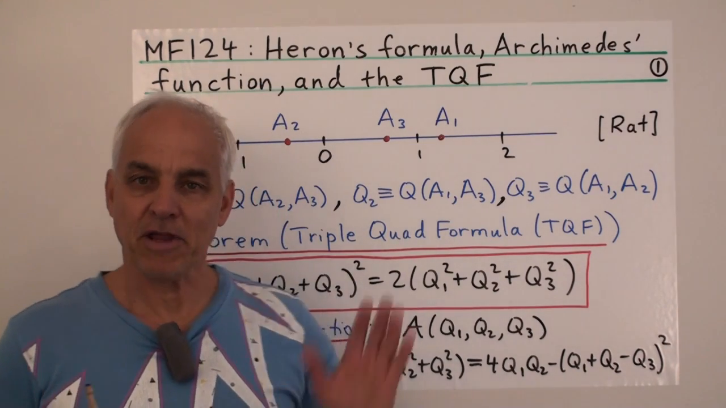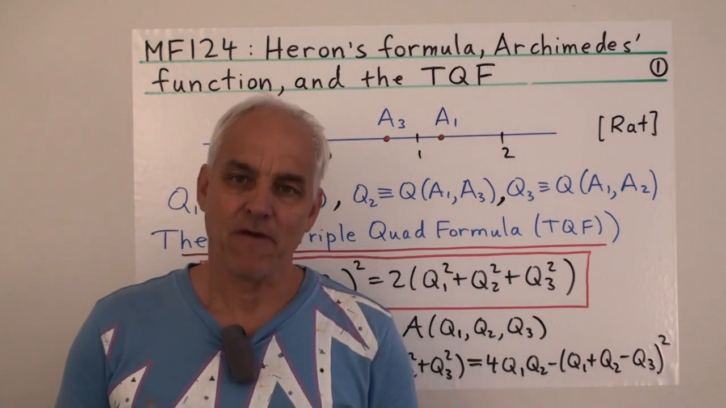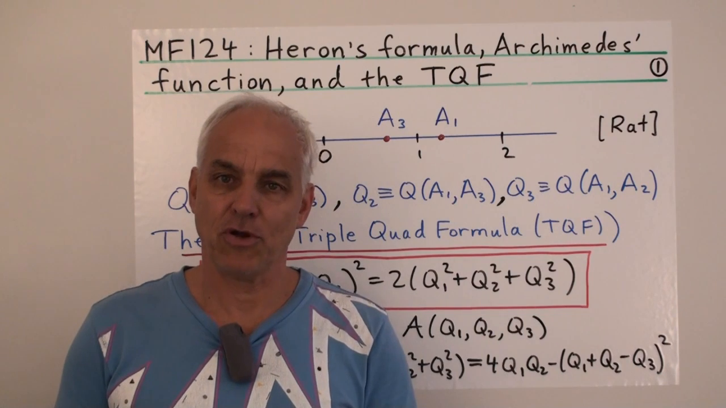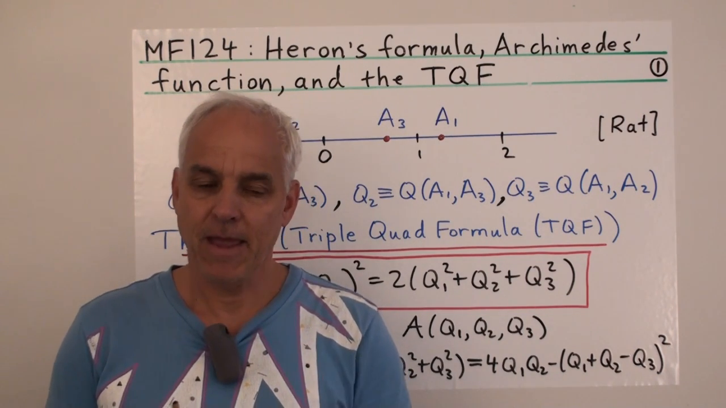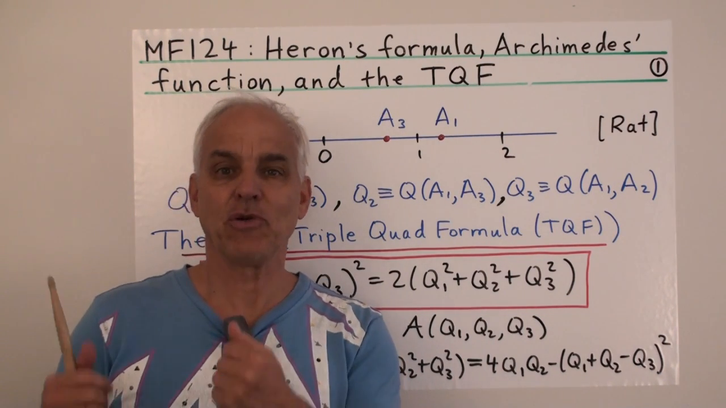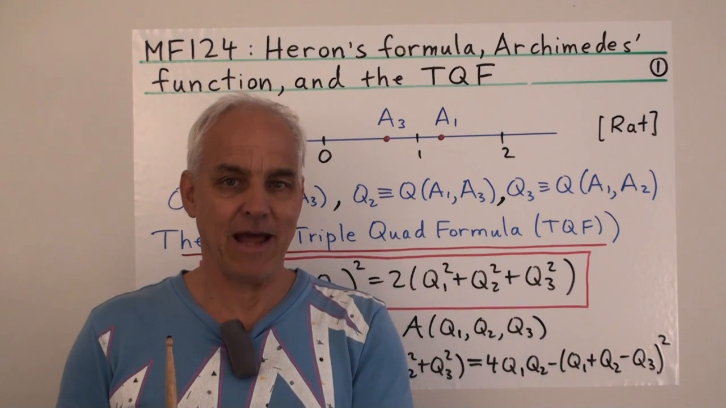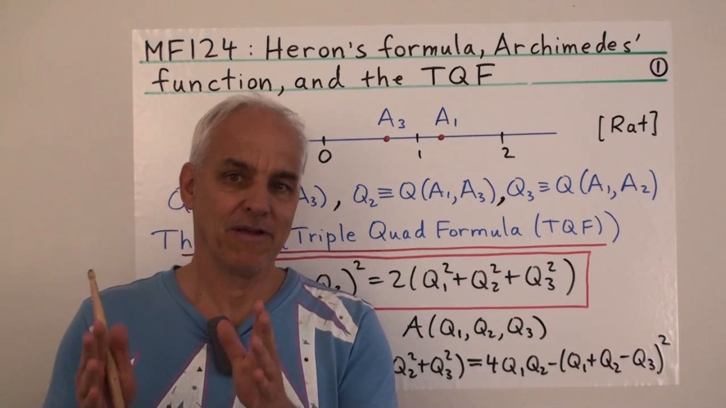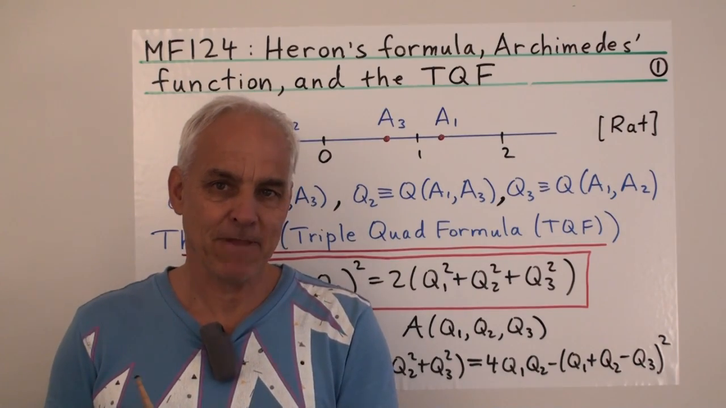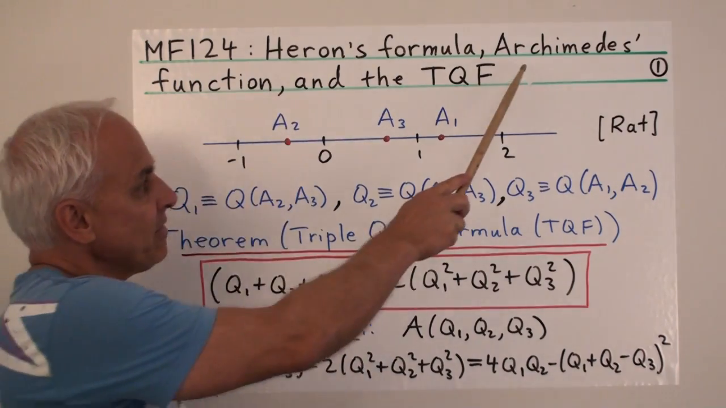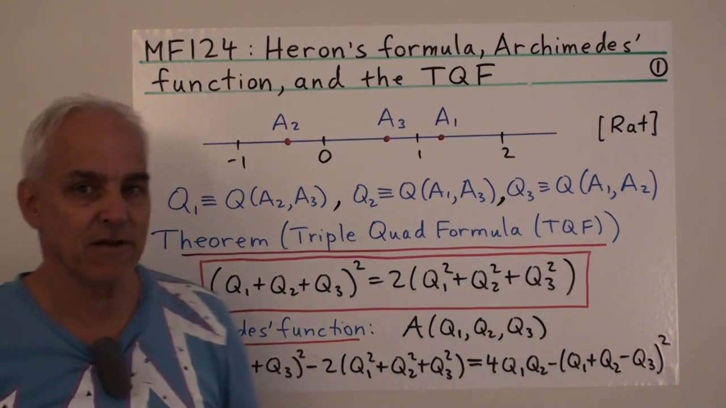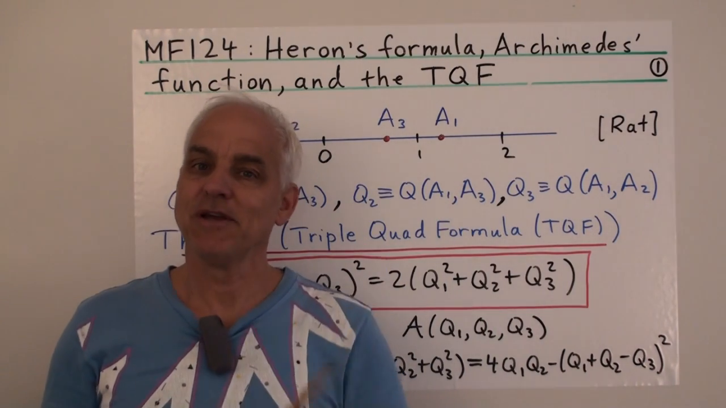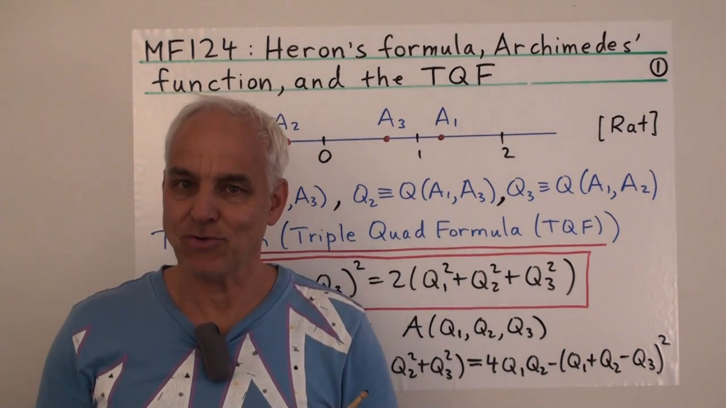Today we're going to look at a very classical theorem from ancient Greek geometry called Heron's formula. And we're going to connect it to this triple quad formula that we established last time, which I'm trying to convince you is one of the most important formulas in mathematics. Along the way, we're going to talk about a nice relation called Archimedes' function. In fact, we're going to attribute some of these ideas back to Archimedes.